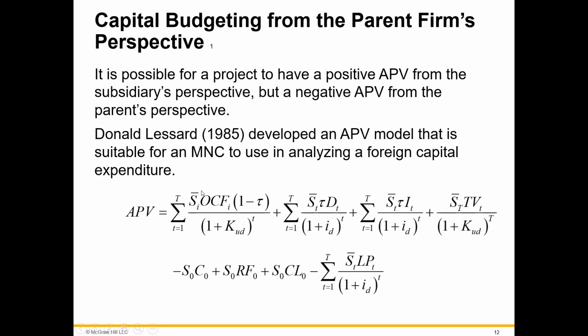We have to do that for operating cash on an interest adjusted basis. We have to do it on the depreciation tax shield, right? On an interest adjusted basis. We have to do it on the interest tax shield on an interest adjusted basis. And then we have to do it for the terminal value on an interest adjusted basis.